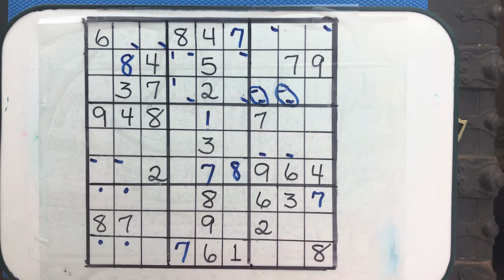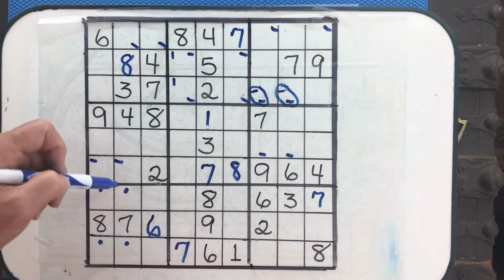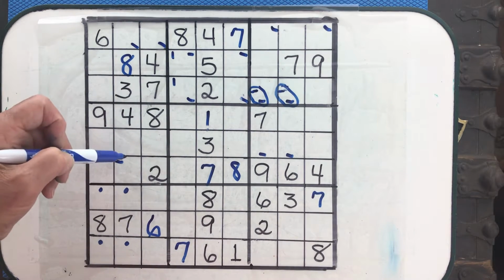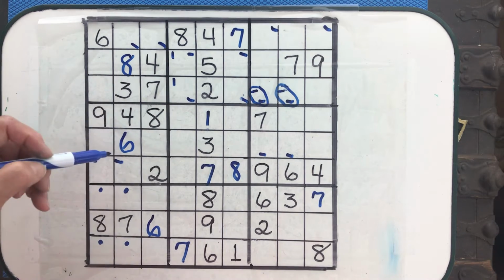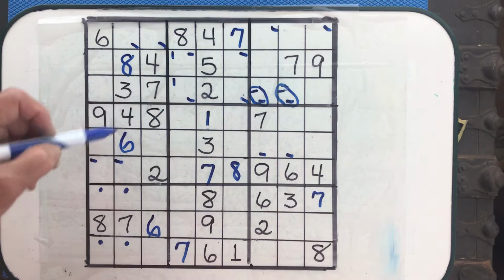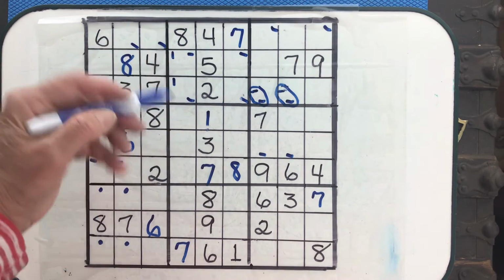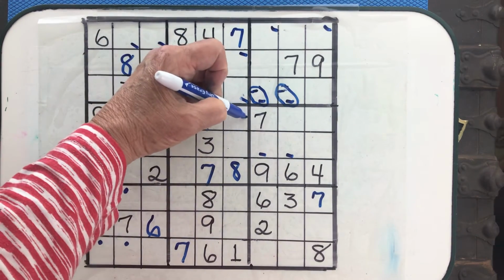Now, let's look at the 6. 6 in this row, 6 in this row, this has to be a 6. So now one of these has to be a 6. Since that's a 6, and that row is going to be here. Now, 6, 6, one of these has to be a 6. So that's going to be a horizontal.